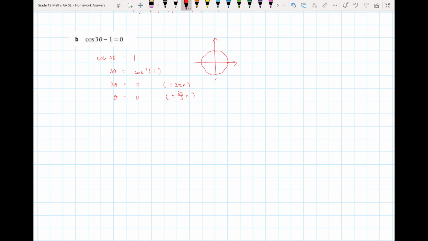So I'm just going to keep adding 2 pi by 3 until it goes above 2 pi. So therefore, this will be 0, 2 pi by 3, 4 pi by 3, 6 pi by 3. But you notice that 6 pi by 3 is exactly 2 pi, so we could just write down 2 pi. Do we need to go further? No, we don't, because 2 pi is the endpoint.